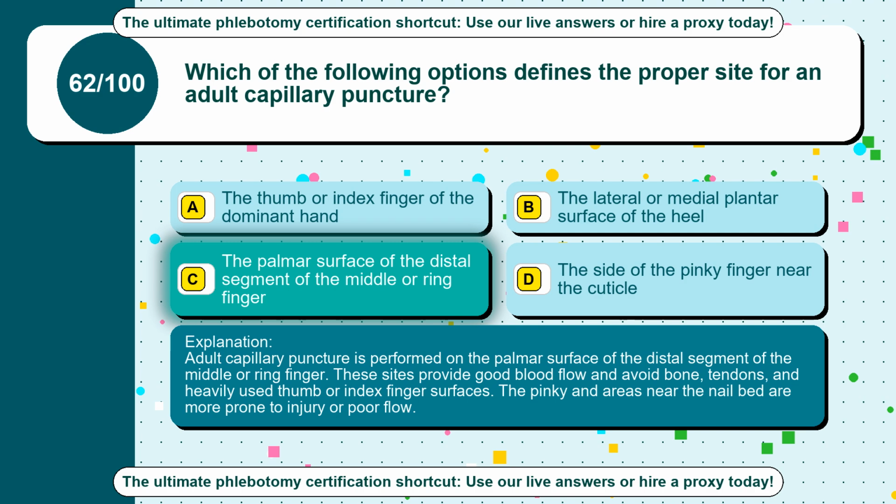Adult capillary puncture is performed on the palmar surface of the distal segment of the middle or ring finger. These sites provide good blood flow and avoid bone, tendons, and heavily used thumb or index finger surfaces. The pinky and areas near the nail bed are more prone to injury or poor flow.